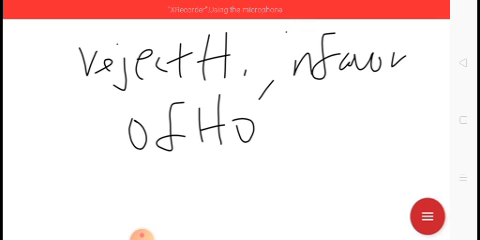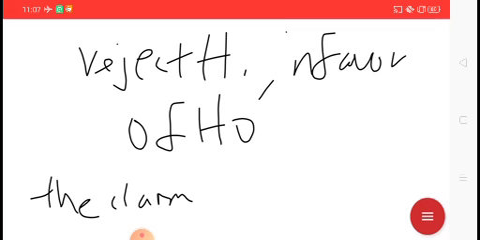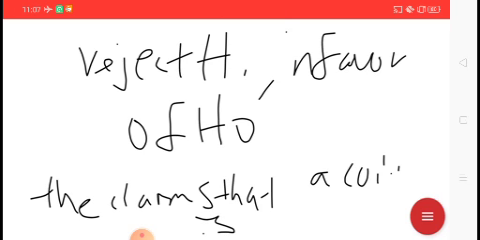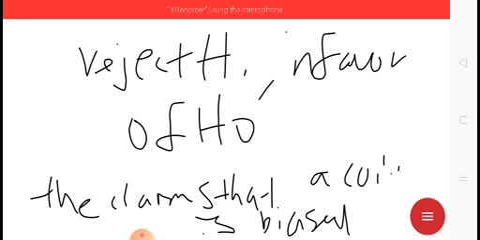So in this situation, what can you say? The claim that the coin is biased in favor of heads is not supported. Okay, so this is question 10. Now we proceed to question 11.